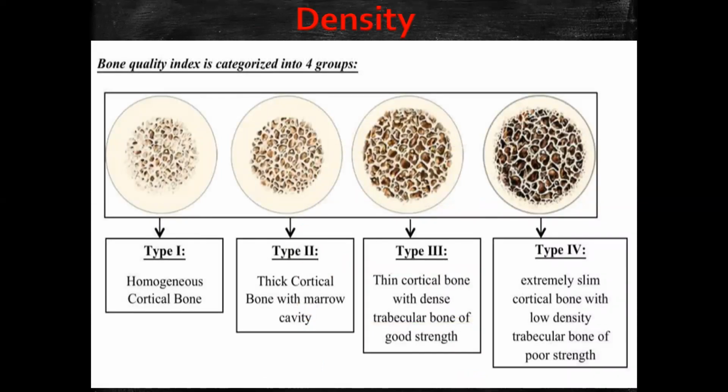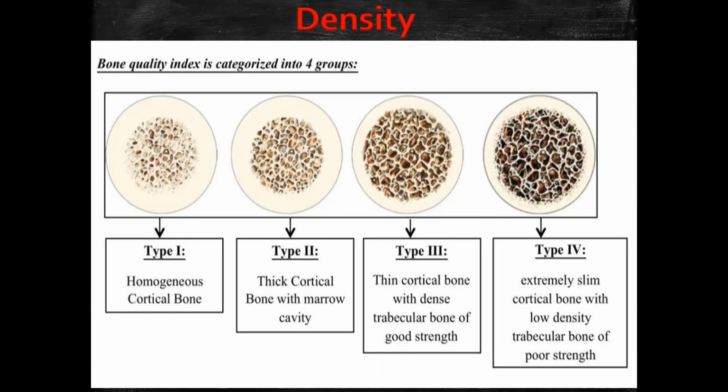D stands for density. Now there is a big confusion: does CBCT give us a Hounsfield value? No, CBCT never gives you a Hounsfield value. It gives you a grayscale value. Now, how do we understand what kind of bone we are dealing with?